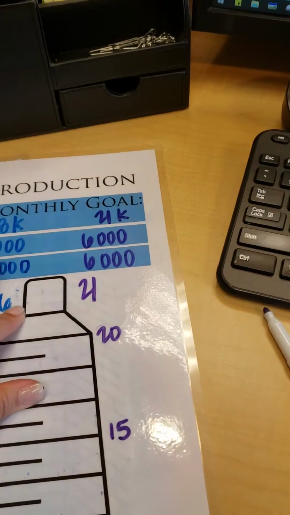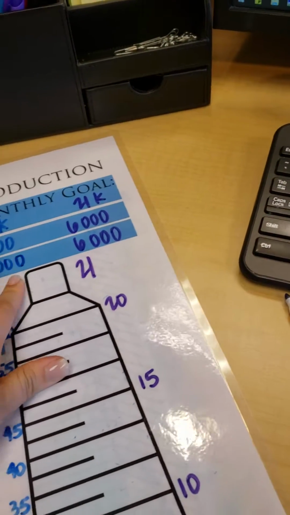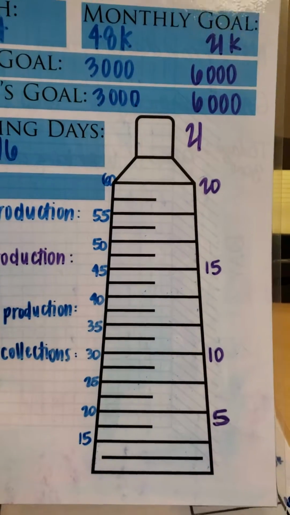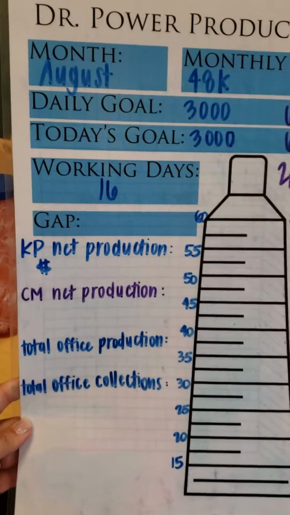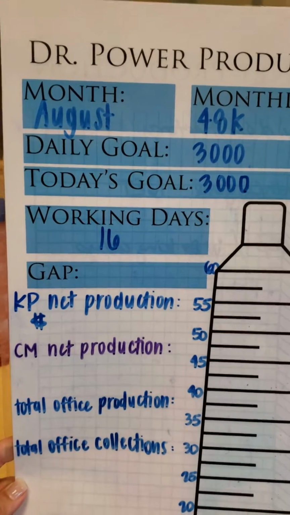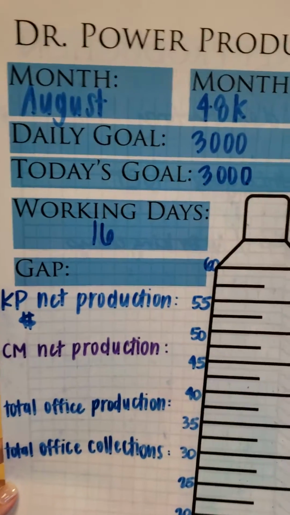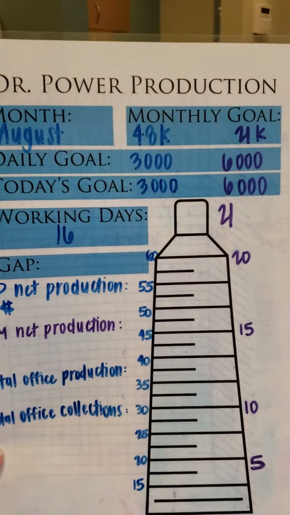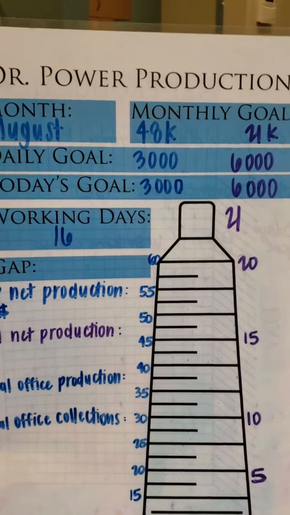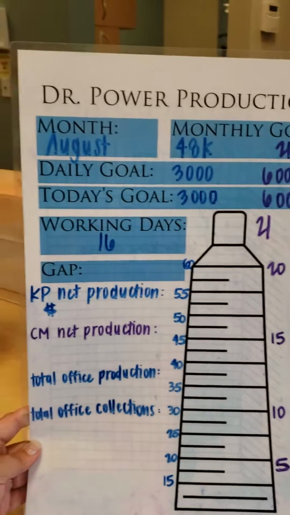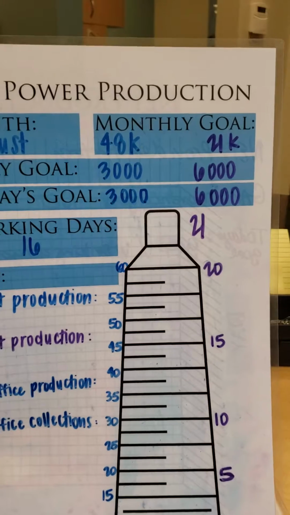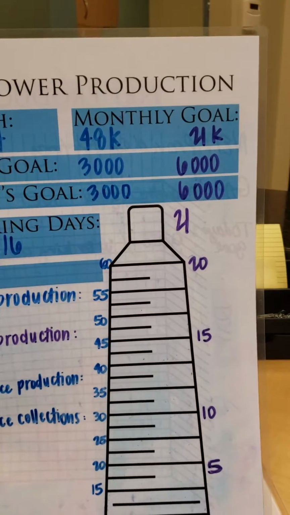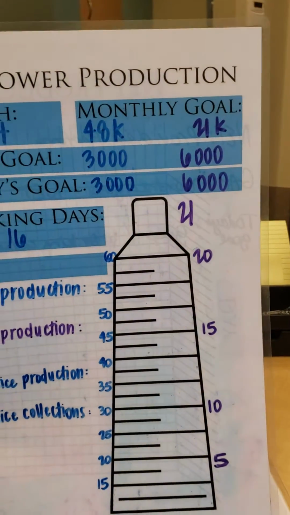Shouldn't be 69. It should be 48. Sorry about that. So we've got Dr. Power's numbers and Dr. Murray's numbers. You need to count the number of working days. So the basic goal is $3,000 per doctor per working day. So you can see on the right, it says the daily goal is 3,000 and 6,000 is the daily goal if both doctors are working that day.